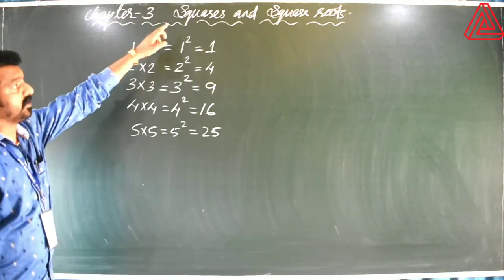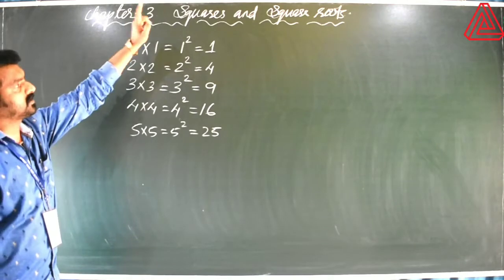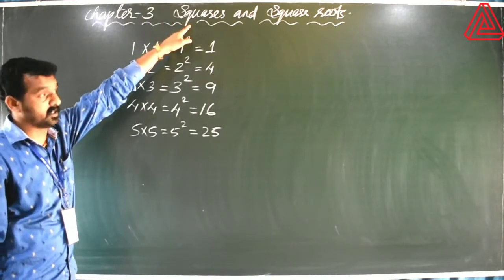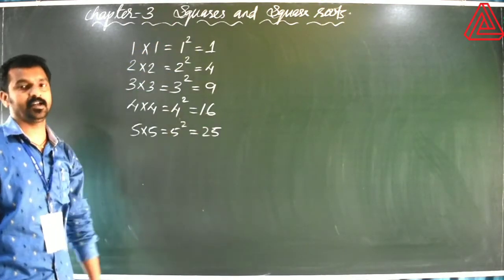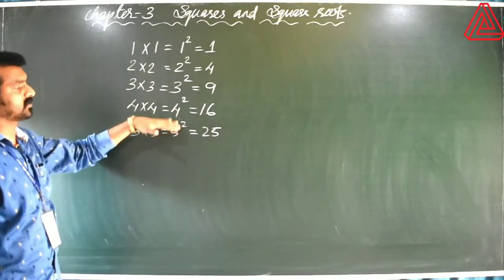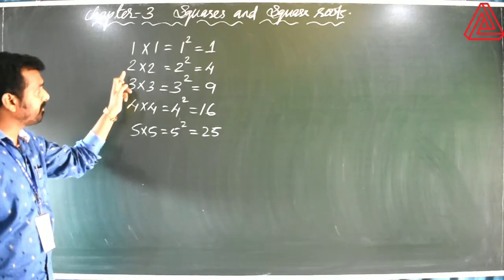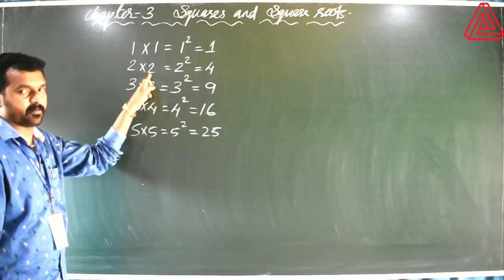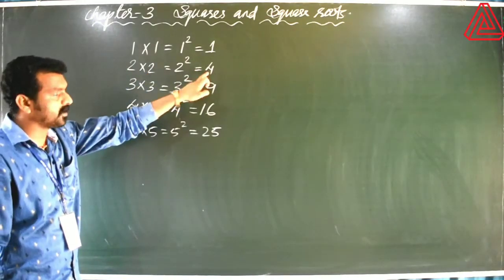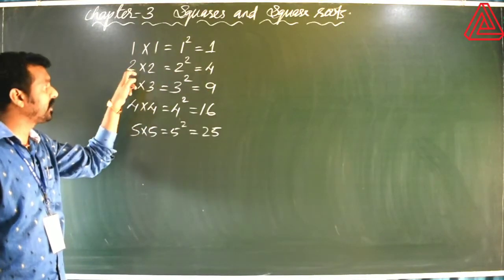Chapter 3, squares and square roots. First we are going to study only squares. Afterwards we will study square roots. After studying the squares, only then can we study the square roots. When a number is multiplied by itself, the product formed is called the square of that number.